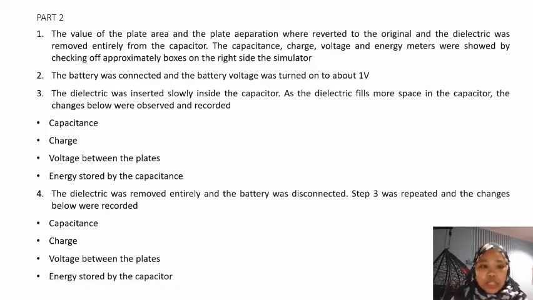The third step is the dielectric was inserted slowly inside the capacitor. As the dielectric fills more space in the capacitor, the changes below were observed and recorded: capacitance, charge, voltage between the plates, and energy stored by the capacitor. Step 4 is the dielectric was removed entirely and the battery was disconnected. Step 3 was repeated and the changes below were recorded: capacitance, charge, voltage between the plates, and the energy stored by the capacitor.